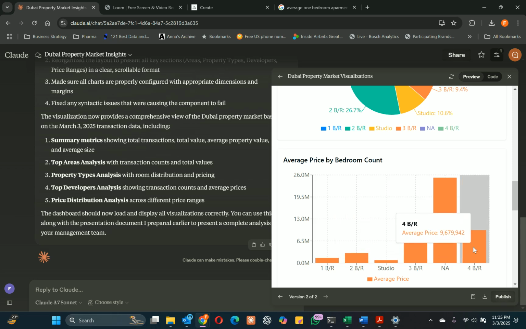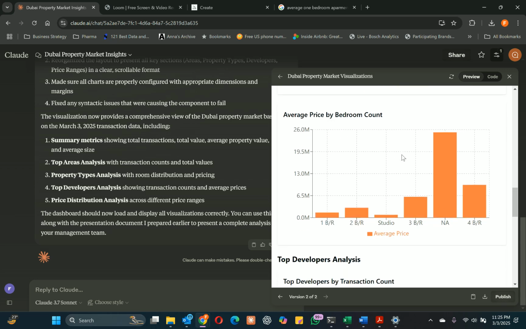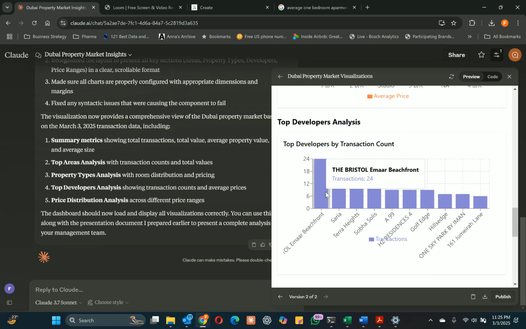Four bedrooms, so one of the highest prices, 9.6 million dirham. Three bedroom at 6.153 million. Studio average price 844. Two bedroom at about 3 million dirham, and one bedroom at 1.526. Top developer analysis: Ymar Beachfront with 24 transactions, Saria, Terra Heights, Sova Solis, A99, SE Golf Fest. So everyone is over here.